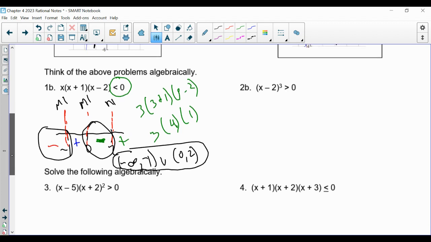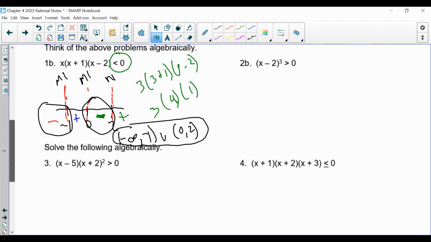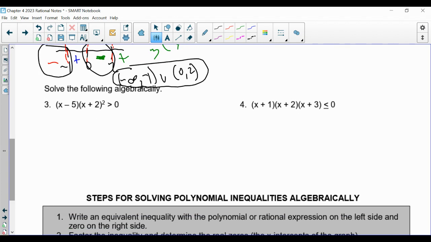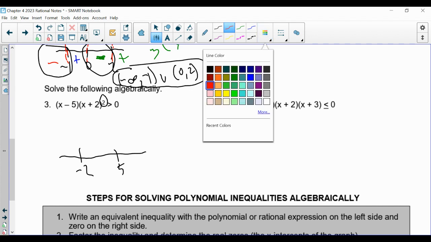All right, so I'm going to skip 2b because 2b is basically the same thing as the graph above. I want to go to this one just because then we have something with a multiplicity of 2, so you can kind of see this shortcut. So 2 zeros, we got 5 and negative 2, so negative 2 comes first. Okay, and so now let me substitute in a number.